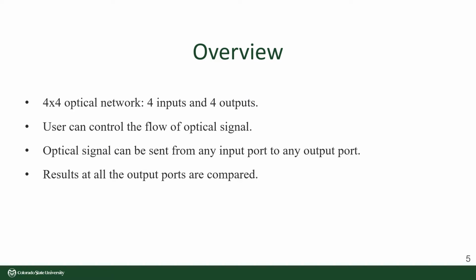Now, the overview of the project is we will be designing a 4x4 optical network. What does a 4x4 optical network mean? It means the structure which has 4 inputs and 4 outputs with different components in between, which will help to control the flow of optical signal. In this design, the flow of the optical signal can be controlled from any input port to any of the output ports. At the end, the results from all the output ports will be compared and analyzed.